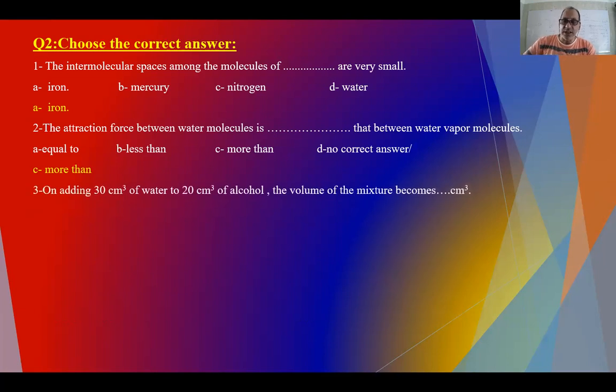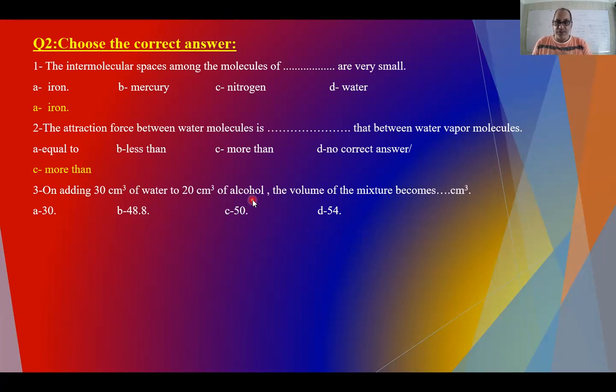On adding 30 centimeter cube of water to 20 centimeter cube of alcohol, or it's better to say alcohol to water, the volume of the mixture becomes dot. 30 is impossible. 45.8 is possible. 50, from the first look, is possible. 54 is impossible. So I have two impossible answers, 54 and 30, both of them impossible. So I'm left with 50 and 48.